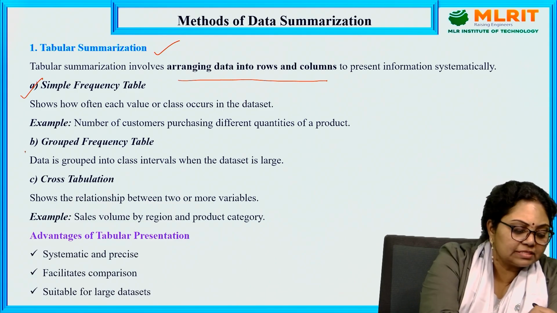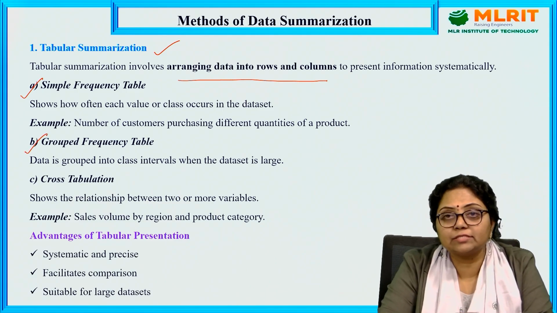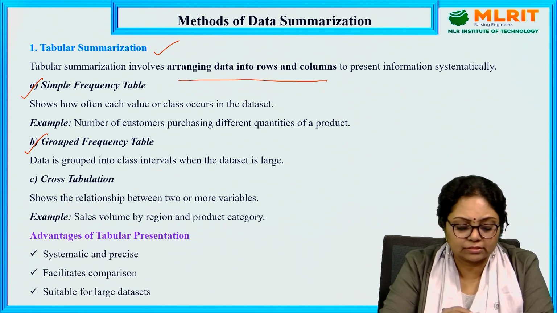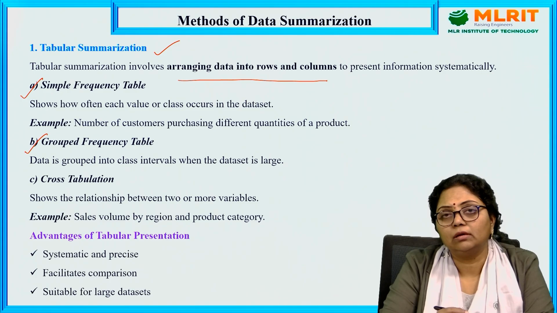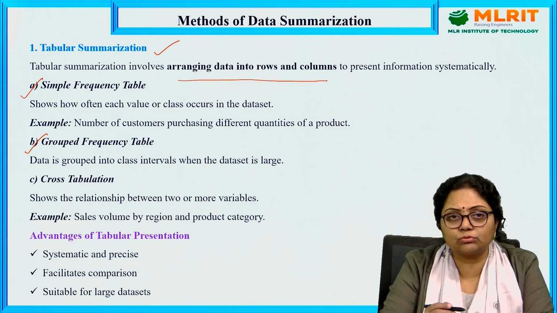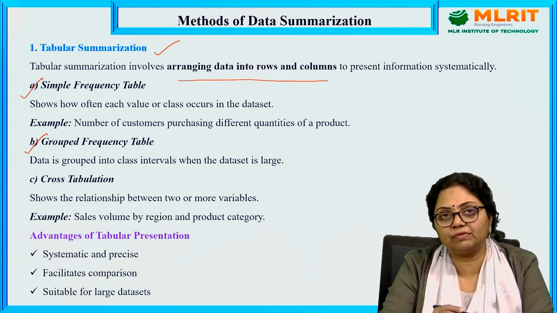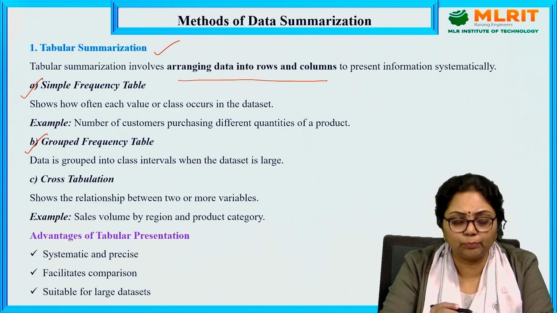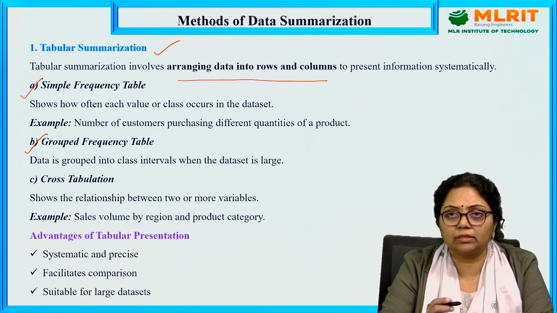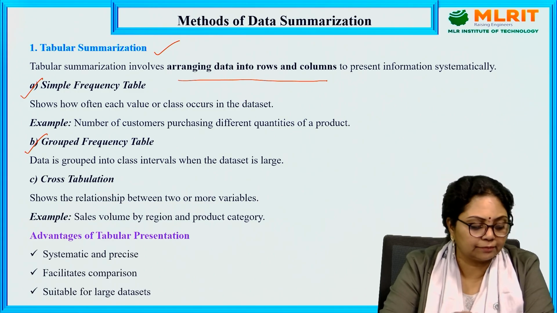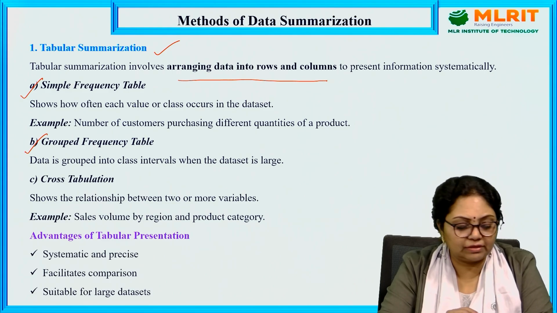Next, the grouped frequency table, where the data is grouped into different class intervals when the data set is very large. For example, we have students ranging from 60 to 70, 70 to 80, 80 to 90, and below 60. We can arrange the data into class intervals, that is, ranges, and then sort the data. That comes under the grouped frequency table.